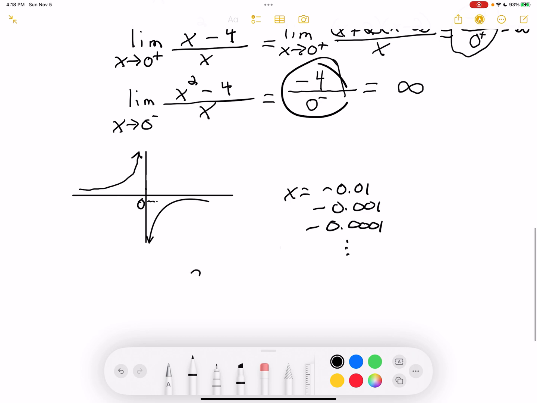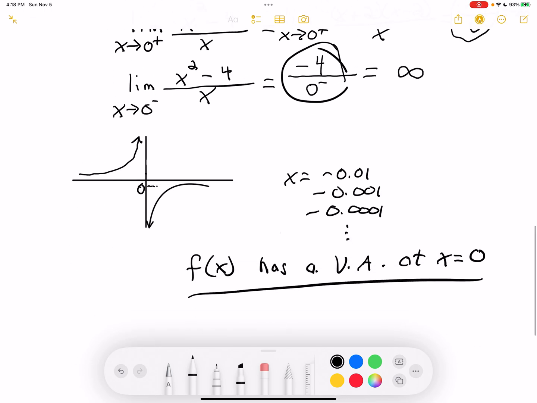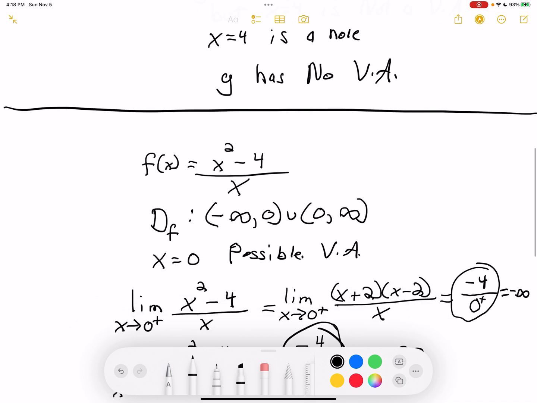And so f of x has a vertical asymptote at x equals 0. And because f of x only had one number where it's undefined, which was that 0, that 0 is the only vertical asymptote. There's none other. Because in order for a function to have a vertical asymptote, it has to be undefined at that vertical asymptote. That x value cannot be in the domain of the function.